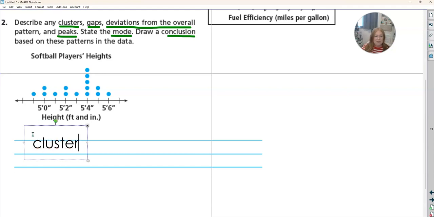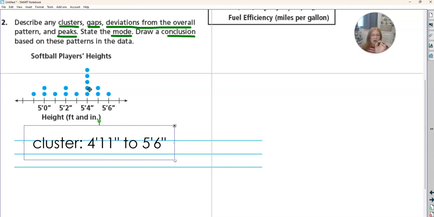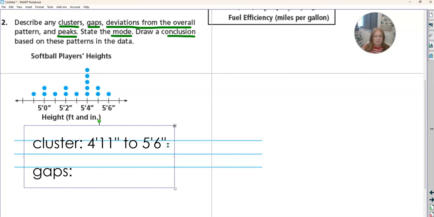So the cluster, remember, a cluster is just that group there. They're grouped from 4 feet 11 inches to 5 feet 6 inches. So there's our cluster. They're all in that group. There's no breaks in it. So gaps, right? There are no breaks like we just noticed. So there are no gaps in this. There are people on the team all the way from 4'11" to 5'6" at every single inch.